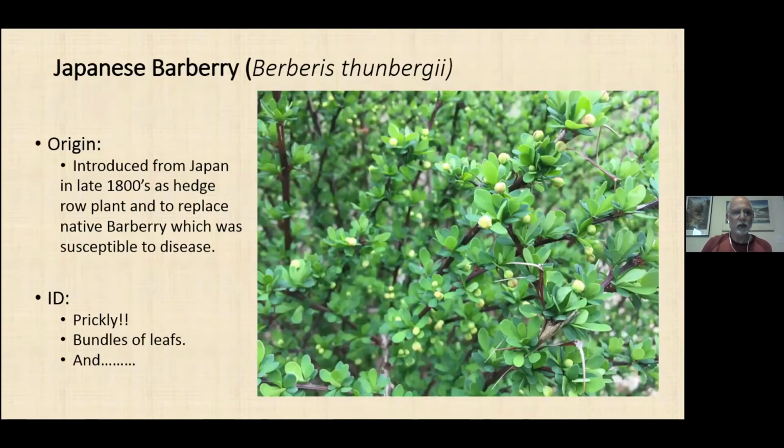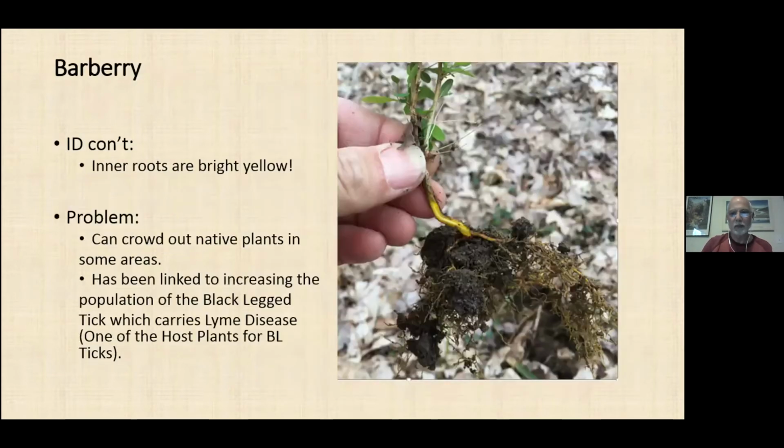The Barberry, I'll try to move along quickly here. These are those prickly shrubs that people still plant in their front yards. Pretty easy to identify. And one of the easiest ways, of course, after you pull it, then it'll be too late, but bright yellow root system. You scratch away the bark on the roots, and it's really a bright yellow.